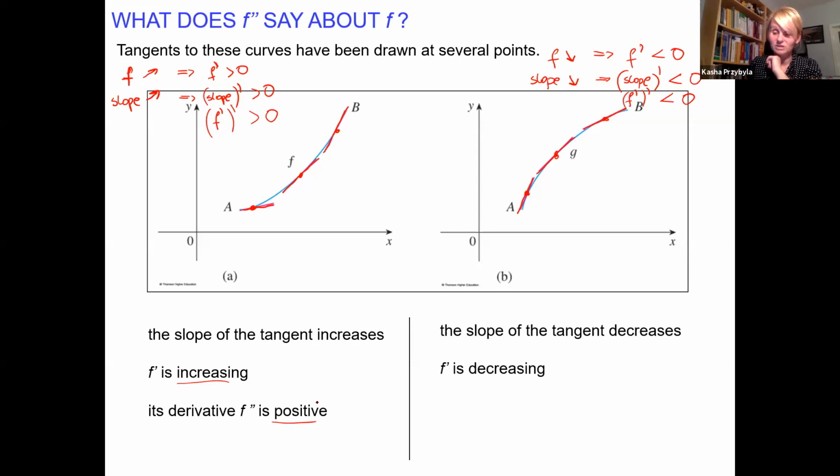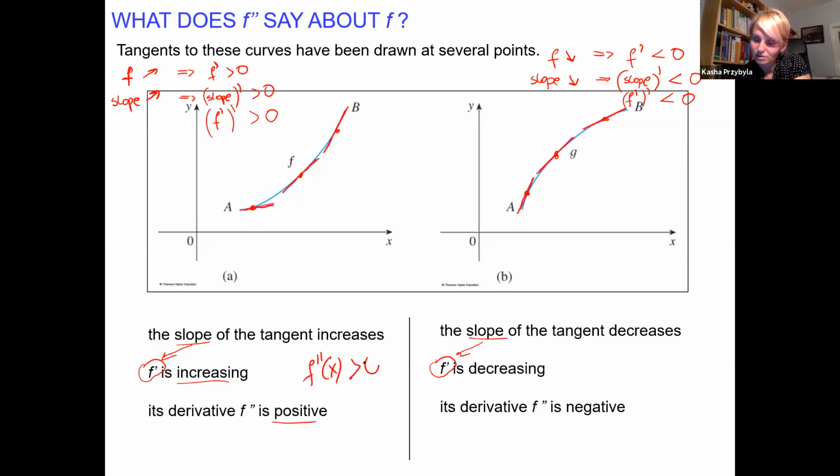And then slope is decreasing, which means this is slope, right? That's slope, f prime. And the derivative of f prime, of course, is the second derivative. Second derivative negative. Okay. And I can maybe write this: second derivative positive, second derivative negative.